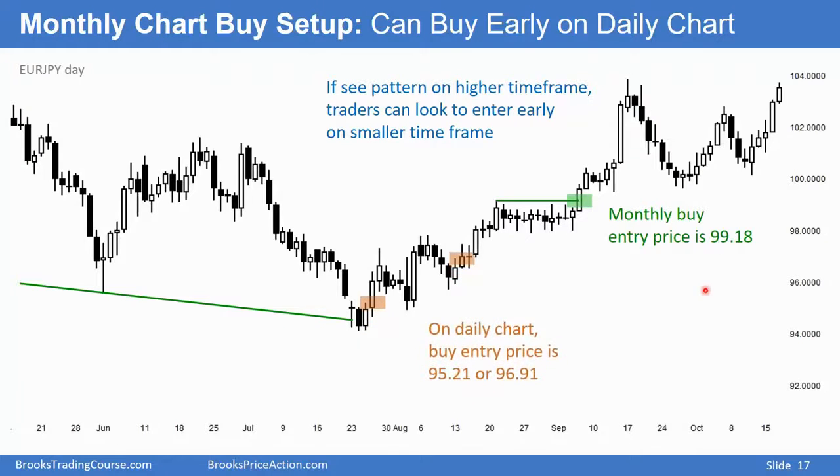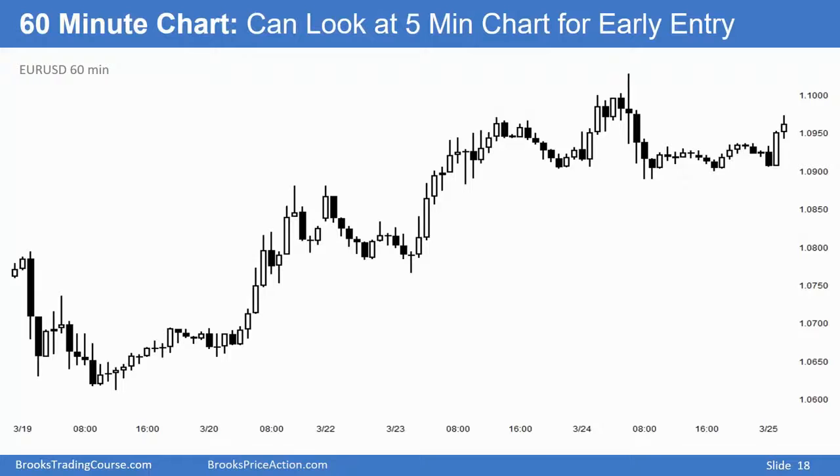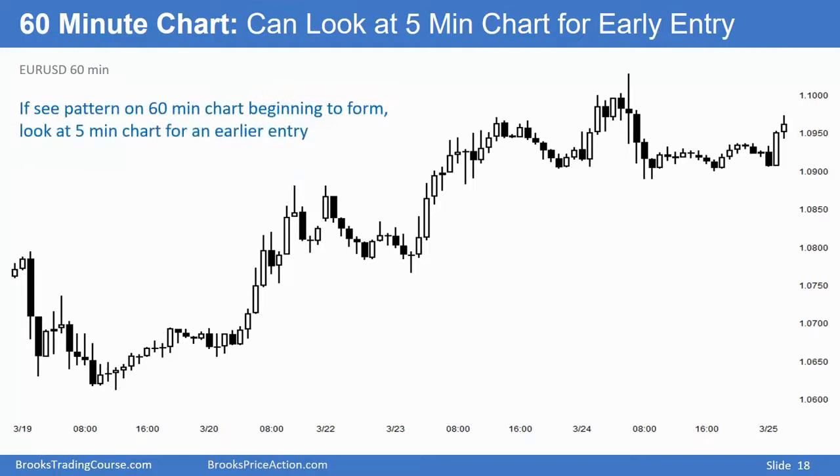On the other hand, if you looked at that monthly chart and you saw the wedge starting to form, you could look at a daily chart and try to enter earlier, like for example here, 95.21, or here, 96.91. This is the euro versus the dollar on a 60-minute chart. And you can see maybe we're forming a wedge. 3 pushes 1, 2, and it's starting to push up here, 3. You got a wedge bull flag, 3 pushes down, 1, 2, 3.